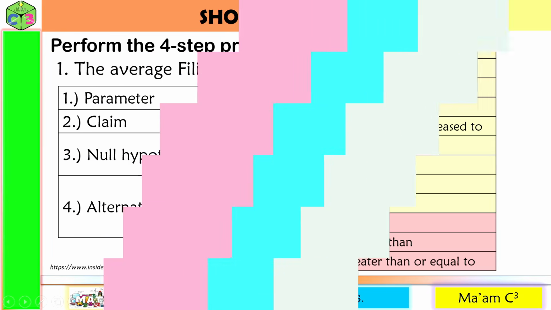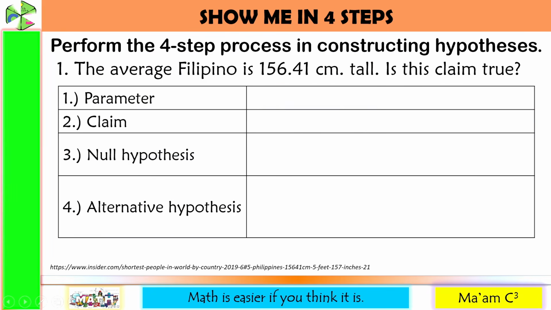Let's have an activity. Show me in 4 steps. Perform the 4-step process in constructing hypothesis. Number 1, the average Filipino is 156.41 centimeters tall.